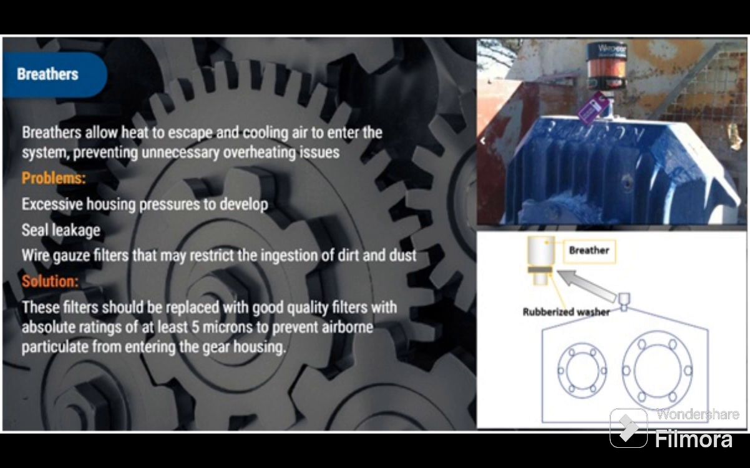Breather caps usually contain wire gauge filters that are intended to restrict the ingestion of dirt and dust. These filters are useless and should be replaced with good quality filters with absolute ratings of at least 5 microns to prevent airborne particulate from entering the gear housing.